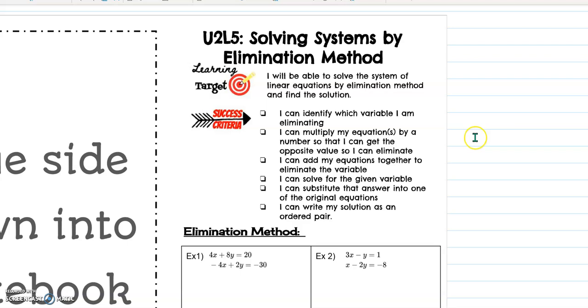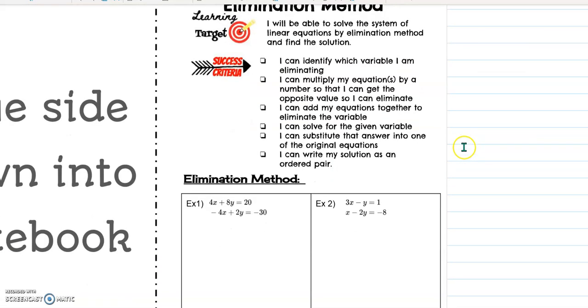If you can't do one automatically, we're going to multiply either one equation or both equations so we can get opposite values to eliminate. Once we eliminate a variable, there's only one variable left. We solve for that given variable, then we can substitute that variable back into either of the original equations, and then find our other solution and write an ordered pair as our solution.